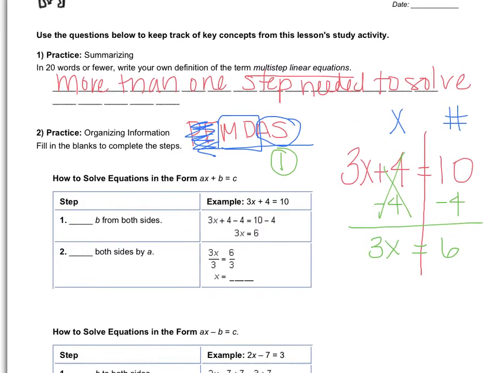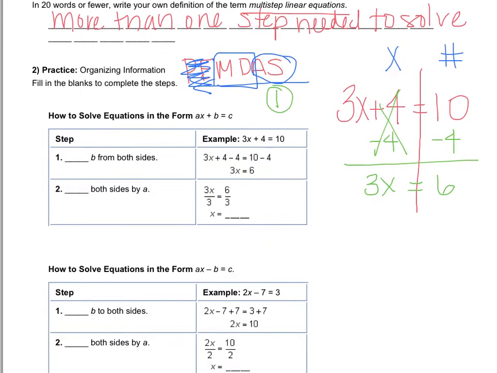Well, now this is a one-step problem because all I have to do is get rid of that 3. Remember, when we have a letter and a number next to each other, that means they are multiplied. To get rid of something that's multiplied, we do the opposite, which is to divide. So we divide both sides by 3. 3 divided by 3 cancels, and x equals 6 divided by 3 is 2.